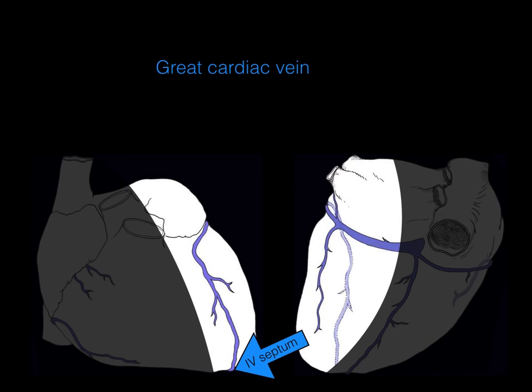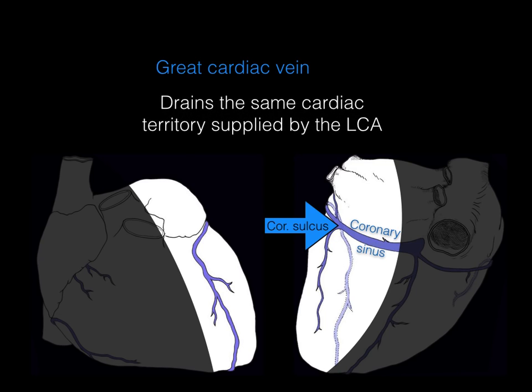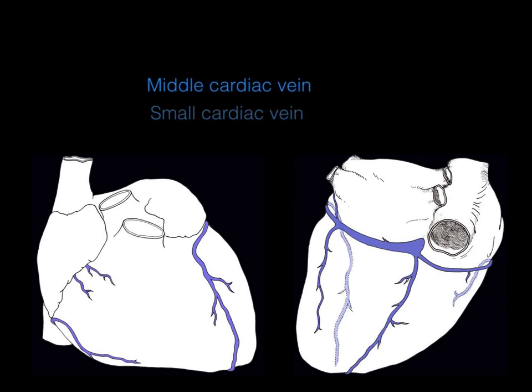It arises from the apex of the heart, and it courses up the anterior surface of the interventricular septum. And then it courses around the coronary sulcus from the front to the back, where it dumps its blood into the coronary sinus. Take-home message about the great cardiac vein: it parallels the LAD, and it drains the same cardiac territory supplied by the left coronary artery.